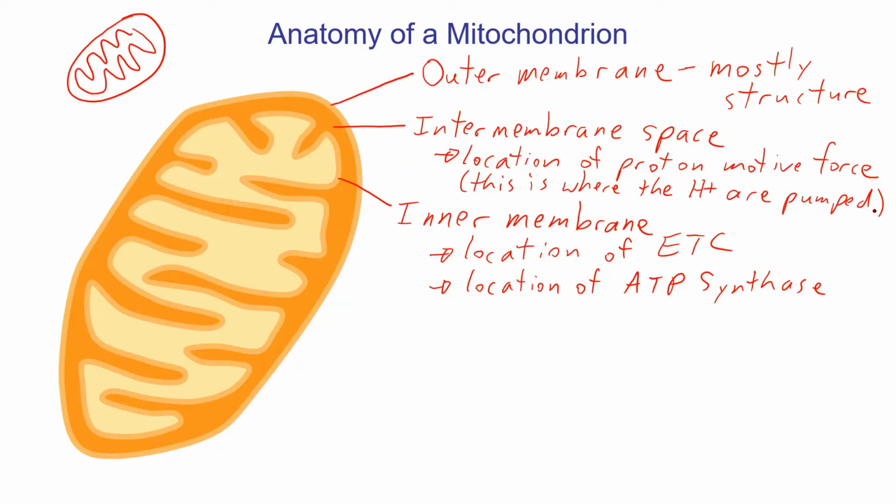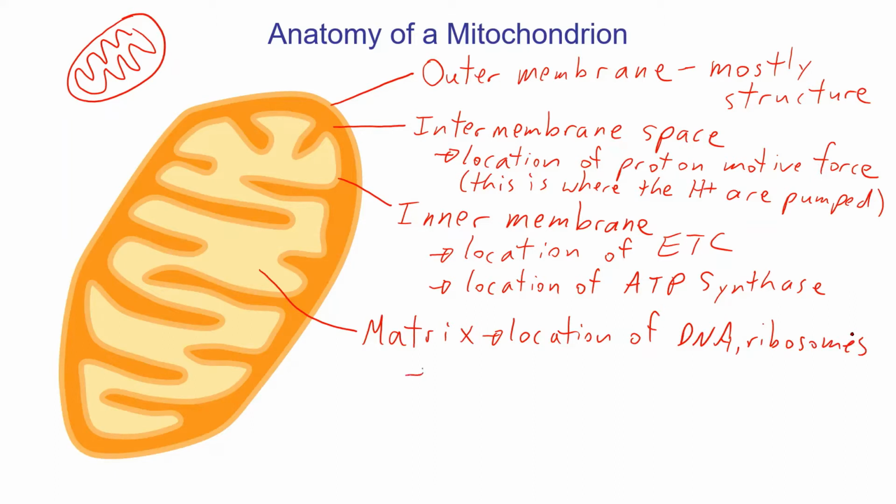So what does that leave? That leaves the last part, which is the matrix, which is the part we've talked about the most. So that's the innermost component, so matrix. And we've already talked about this being the location of the DNA, so we had DNA and we had ribosomes. This was also the location of the citric acid cycle.